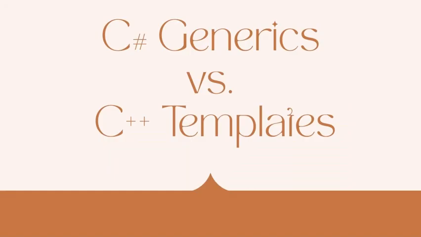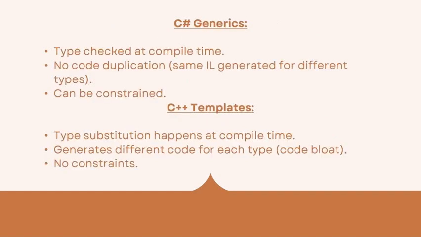Okay, now let's compare C# generics with C++ templates. Both of them are used to write flexible code, but they work differently. C# generics are type checked at compile time and use the same intermediate language for all types. In contrast, C++ templates substitute types at compile time, generating different code for each type, which can lead to code bloat. Additionally, C# allows us to place a constraint on type parameters, something C++ doesn't offer natively.